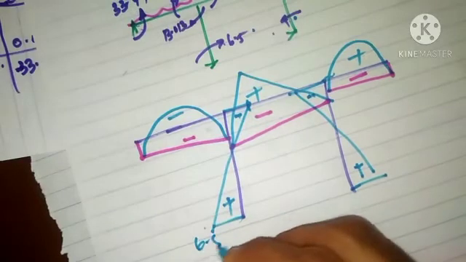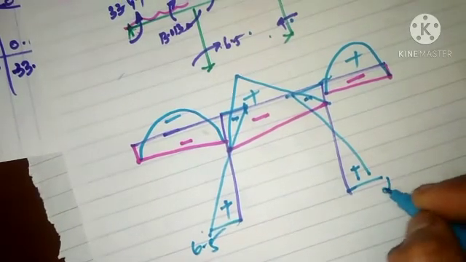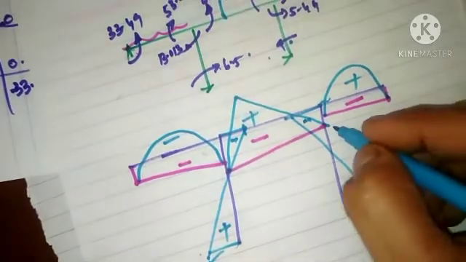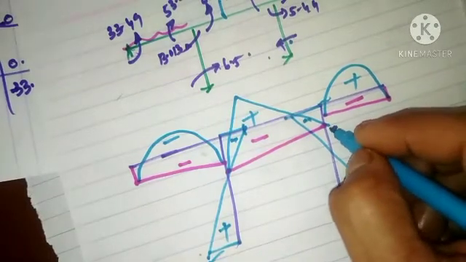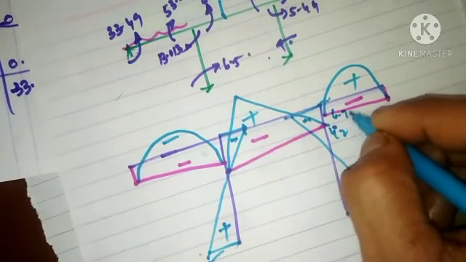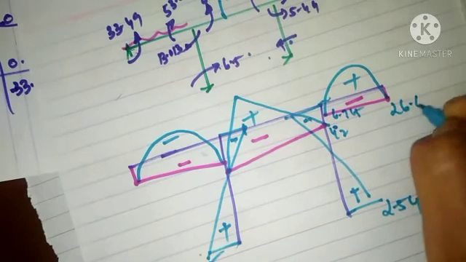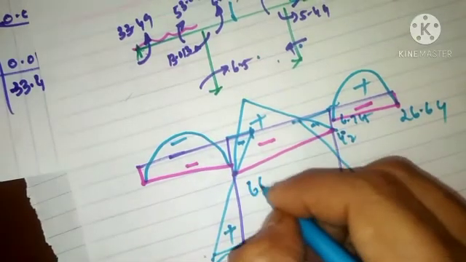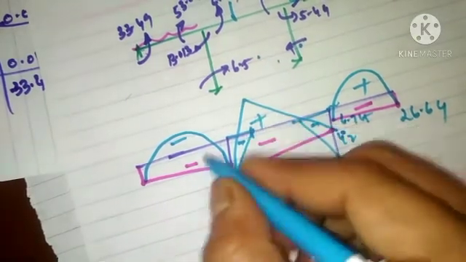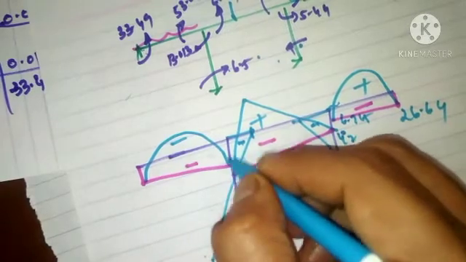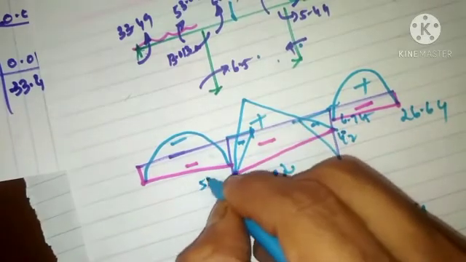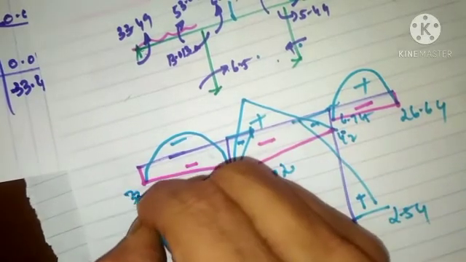And write the values: 6.5, 2.54, and here it is 42, 36.715, 26.64, 66.02 or 019. And here it is 53.013, 33.49.